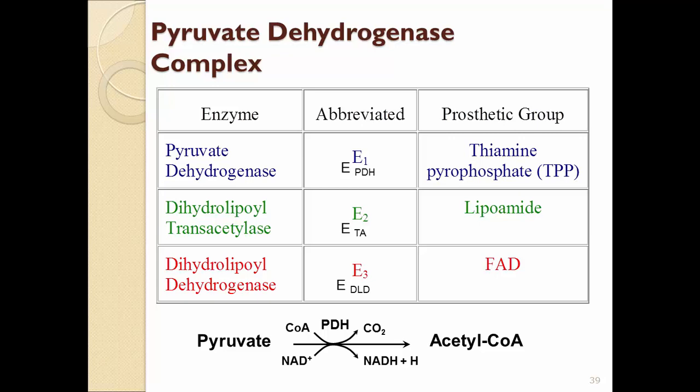I just want you to remember the prosthetic groups, some like vitamins, that are involved in these enzymatic activities, right? Just to give you an idea, this is a complex. Three enzymes form this complex and it also involves prosthetic groups that are important for enzymatic activities.